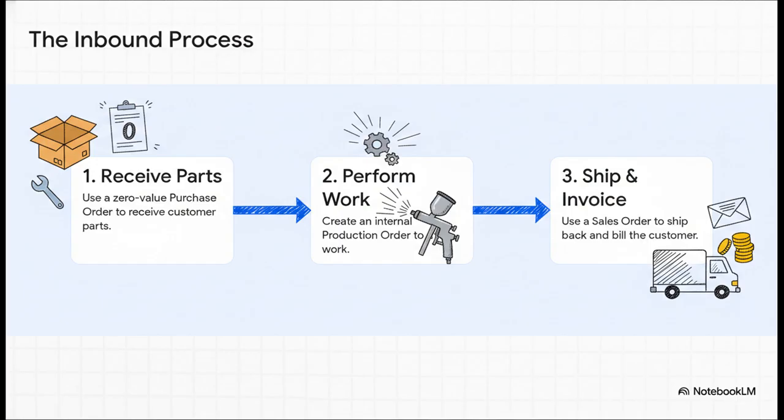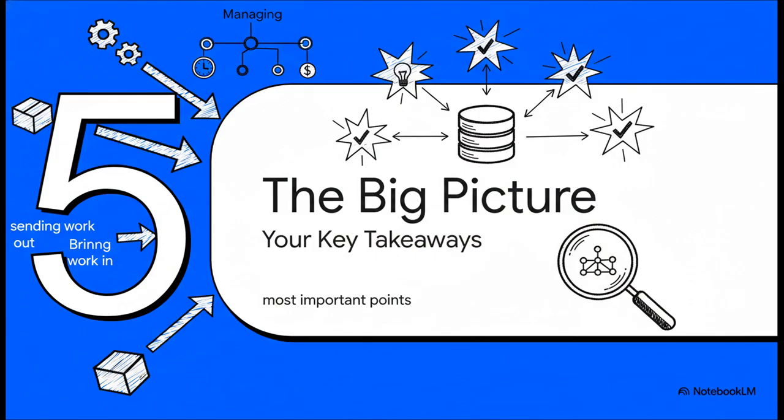So the process for bringing work in really has 3 main steps. First, you receive the customer's parts, usually with a zero-value purchase order, just to get them in your system without messing up your financials. Second, you create your own internal production order to do the actual work, the painting. And finally, you create a sales order. This is how you ship the finished bikes back to the customer and, most importantly, how you invoice them for your awesome service.